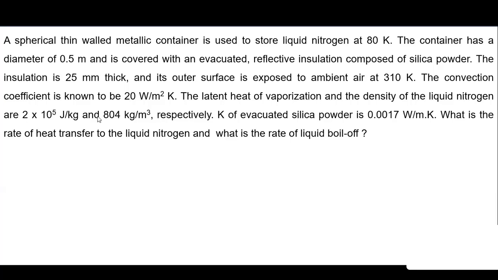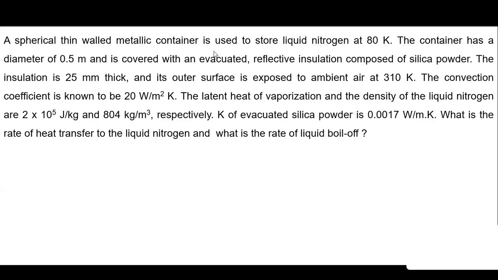What is the rate of heat transfer to the liquid nitrogen? So in this case, from 310 K to this 80 K, how much heat will flow, that you have to calculate, and what is the rate of liquid boil off. Pause and try to solve. Now I'd like to give you the solution.